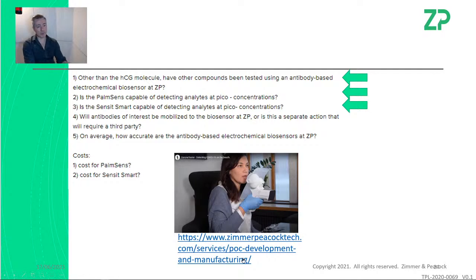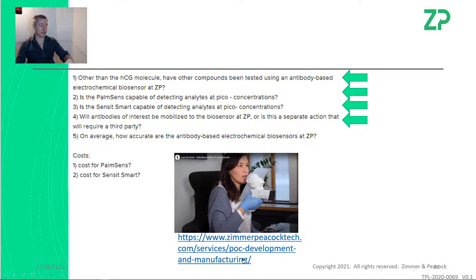At Zimmer and Peacock, we're super capable of immobilizing antibodies onto electrodes. We generally do it through carbon electrodes. So we actually have a troponin I project on at the moment where we're using carbon electrodes, and at least 3 other programs that are using gold electrodes. So we're pretty familiar with it.